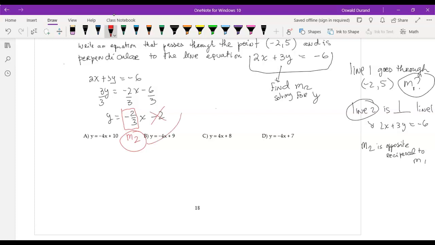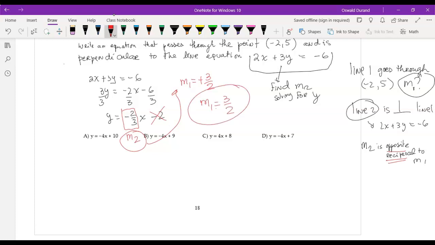Now, let's figure out M1, because that's what I need, right? So M1 should be what? The opposite reciprocal of M2. So what is the opposite of negative 2/3? Is positive. And what is the reciprocal of 2/3? Is 3/2. Beautiful. M1 is equal to 3/2.